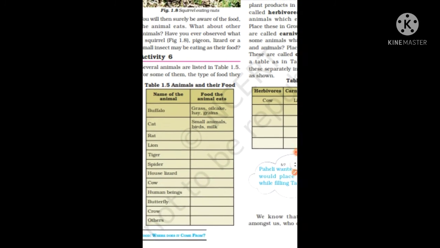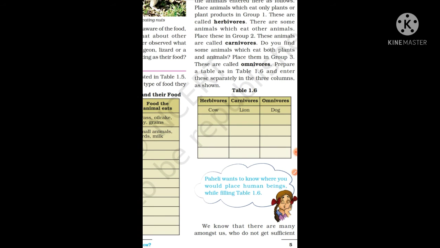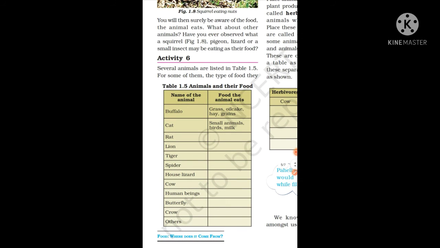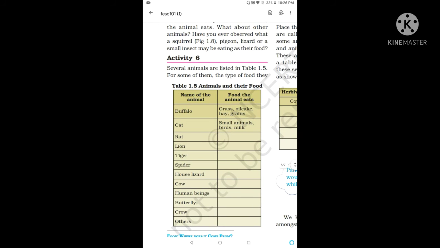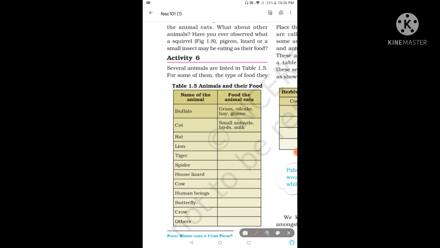तो अब आपको जो एनिमल्स यहाँ पे इन्होंने लिखे हुए हैं, आपको इन सबको डिवाइड करना है. ओके. बफेलो क्या खाती है? ग्रास खाती है, ऑयल केक खाती है, हे खाती है, ग्रेन खाती है. बफेलोस क्या खाती हैं? ग्रास. मीन्स क्या हुआ वो? प्लांट प्रोडक्ट. प्लांट प्रोडक्ट मीन्स नंबर 1. नंबर 1 को हमने क्या नेम दिया? हर्बीवोरस मीन्स H.